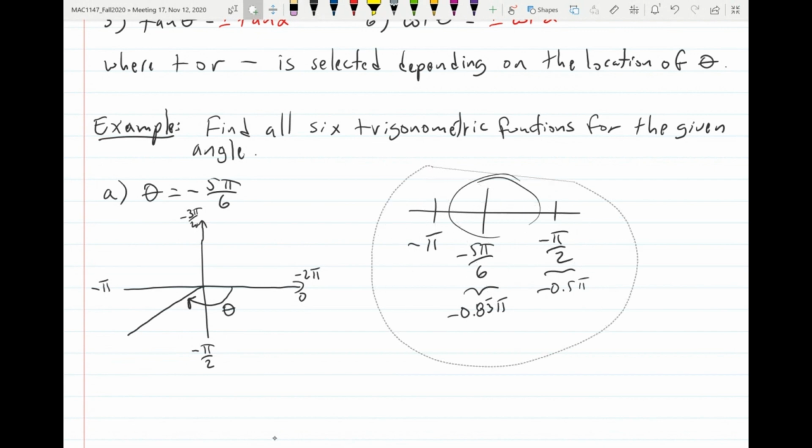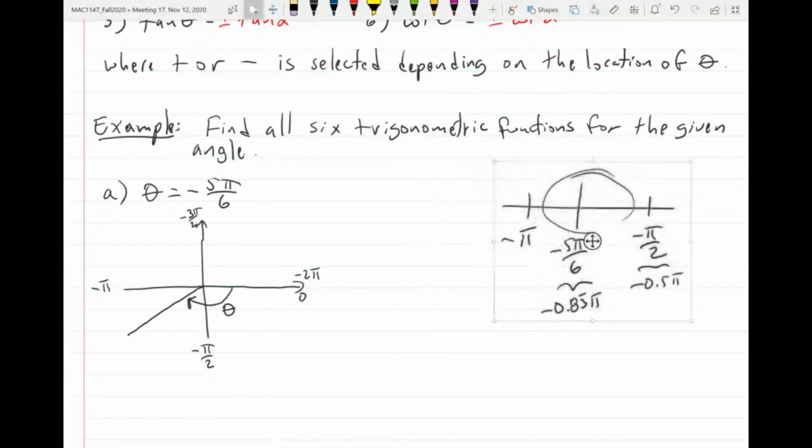All right. Questions about the location of theta? I'm going to leave this picture here for reference. Questions about the location of theta? Okay, so Sarah, all we're looking at is in what quadrant this angle is going to be. This angle is negative 5 pi over 6, so we know that we need to measure clockwise. Now, the question is, where do we write the terminal side?